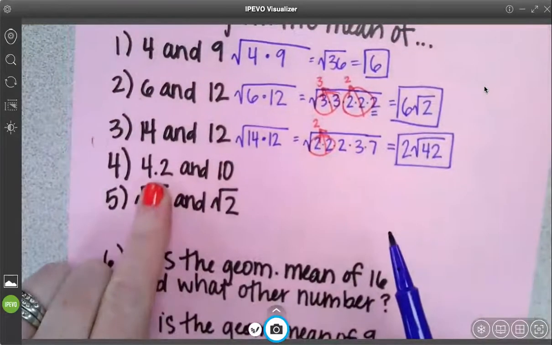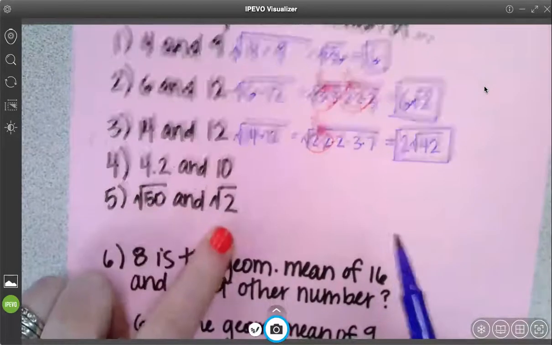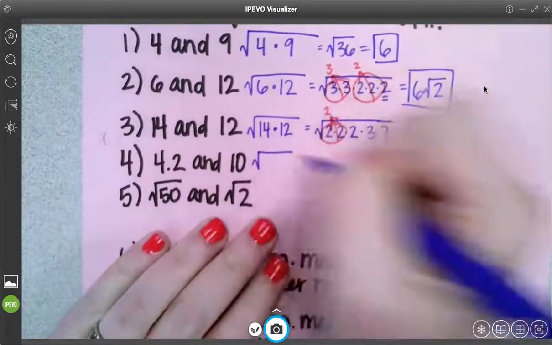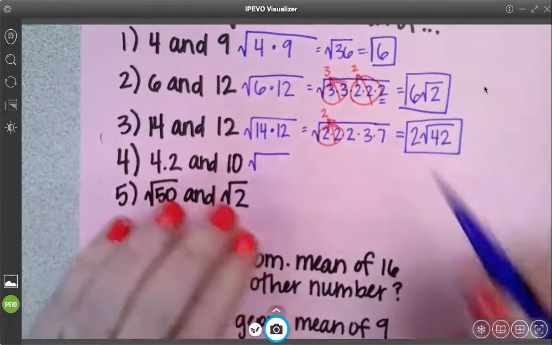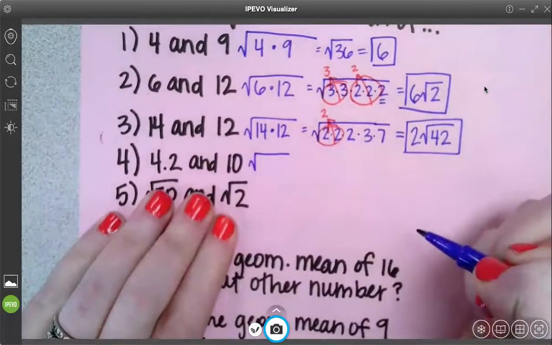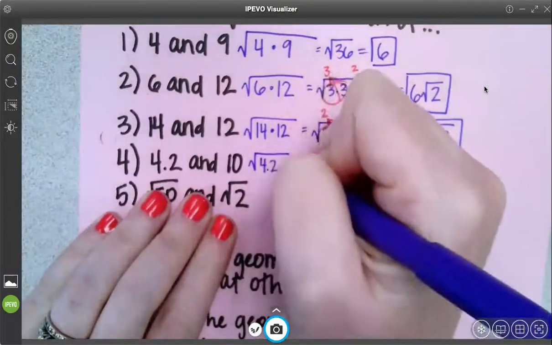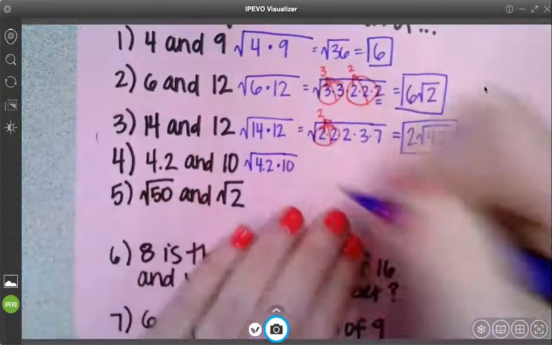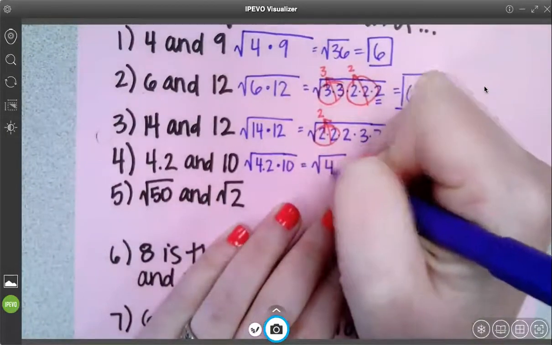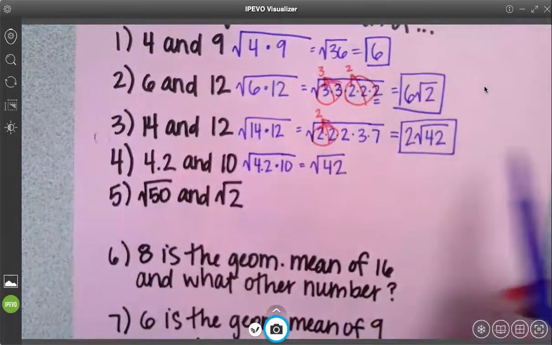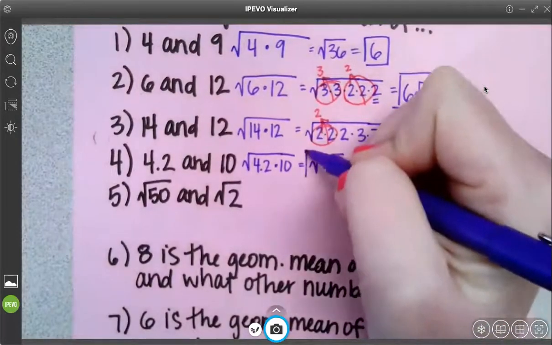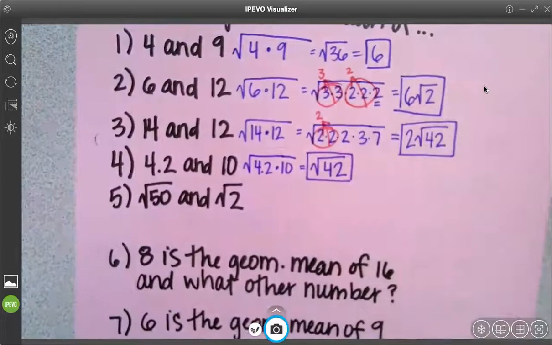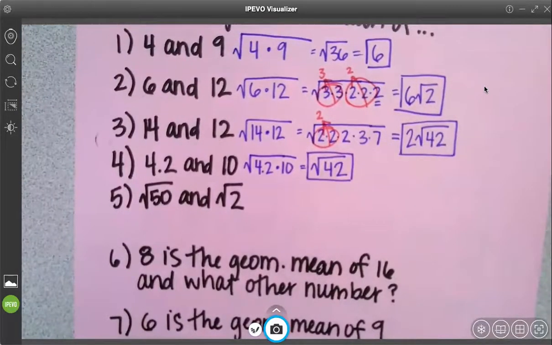So we have an example with a decimal, and then we have an example with some radicals. And just because you've got decimals and you've got radicals doesn't mean that this is going to come out funky every time. So we're going to multiply 4.2 times 10, because that's how we set up our geometric means. We multiply those two numbers together. And that is the square root of 42, which you might recognize from this earlier answer. And since the square root of 42 didn't simplify up here, it's also not going to simplify down here. So we're just going to leave that as the square root of 42. Sometimes they won't simplify very much. Sometimes they won't simplify at all.